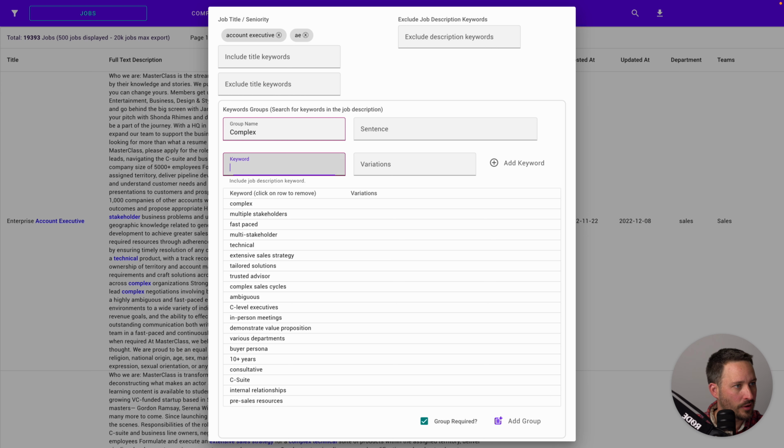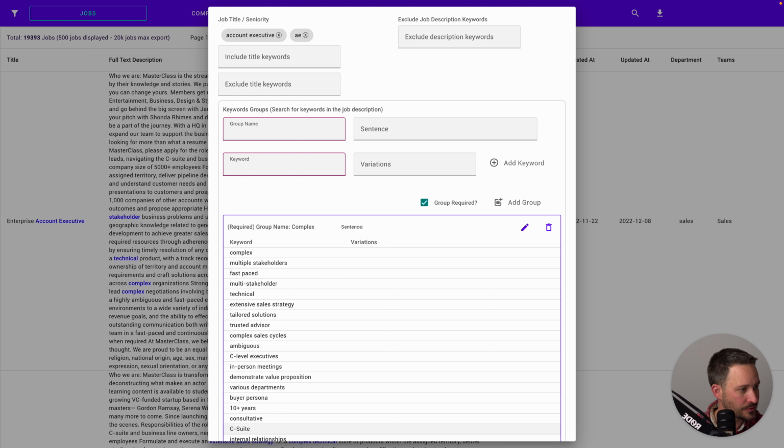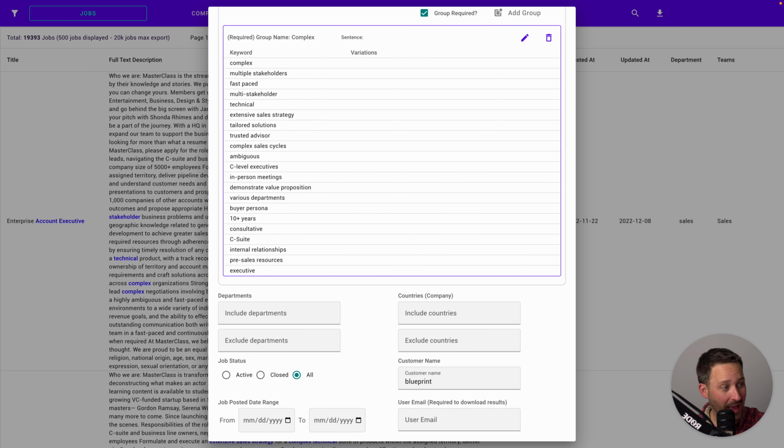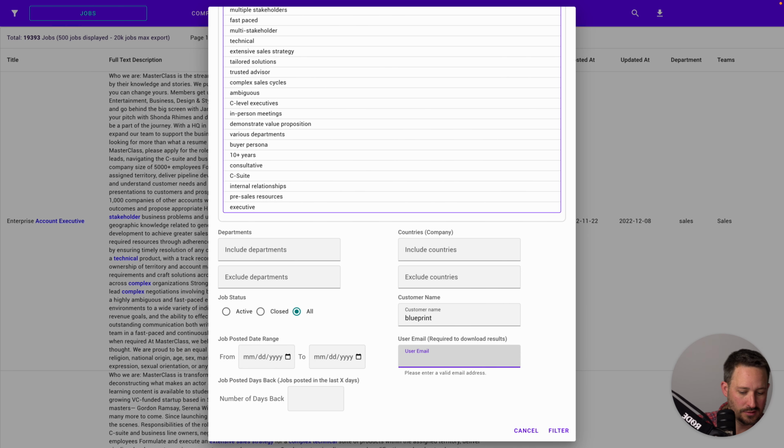All right, executive. All right, we got a lot of keywords in here. Let's add this group. Great. So now we're saying account executive, AE, and they have to have these keywords. And let's just go ahead and throw my email in here. Don't abuse this fine email here. Don't be sending me cold emails.